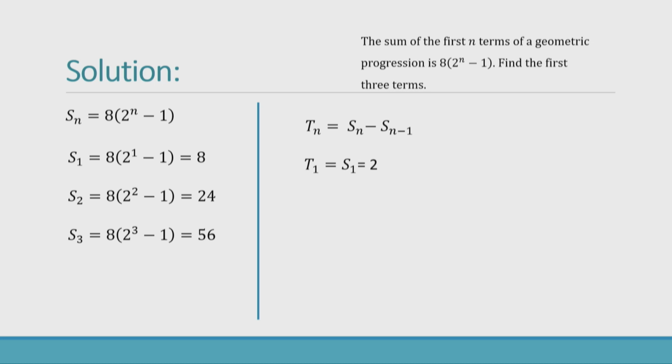Now, to find the second and third terms, I will use the formula Tn equal to Sn minus S(n minus 1). That is, T2 will be S2 minus S1, which is 24 minus 8 equal to 16. And T3 will be S3 minus S2, which is equal to 56 minus 24, which is 32. So the first three terms will be 8, 16 and 32.